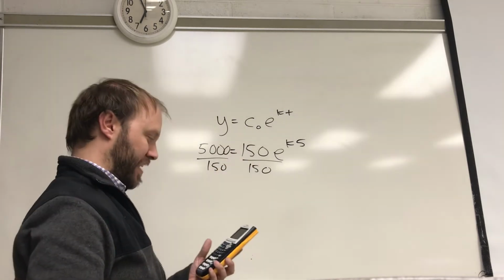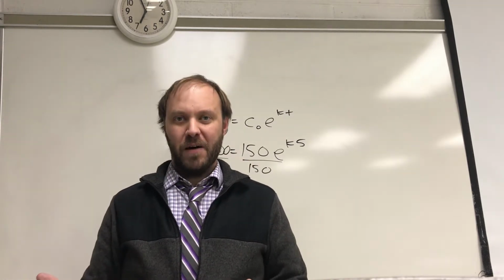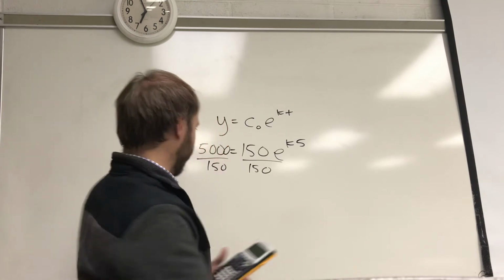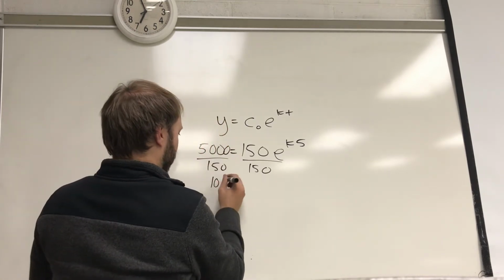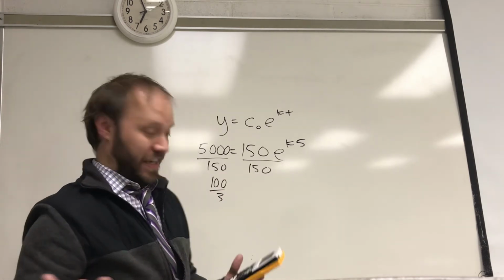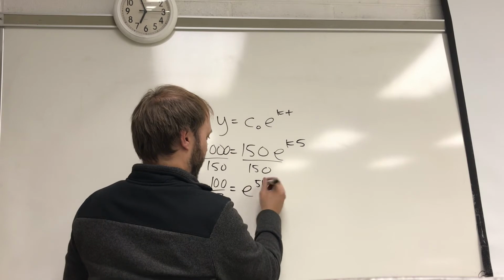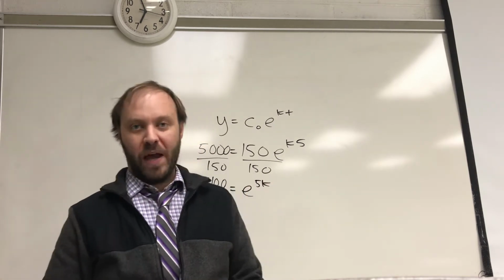unfortunately in this particular case we're going to get 33 1/3. That's the same thing as 100/3. So I think I'm just going to simplify this fraction down to 100/3, so I'm not rounding in the middle of the problem. And that's going to be equal to e to the 5k power. And then we can solve, okay?